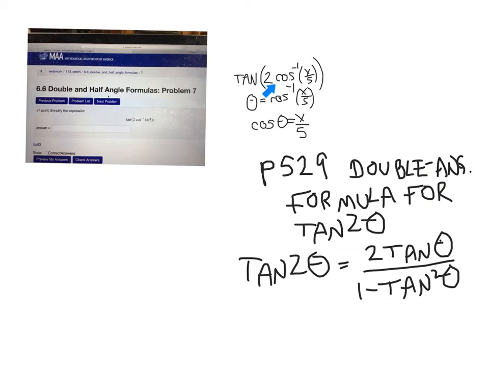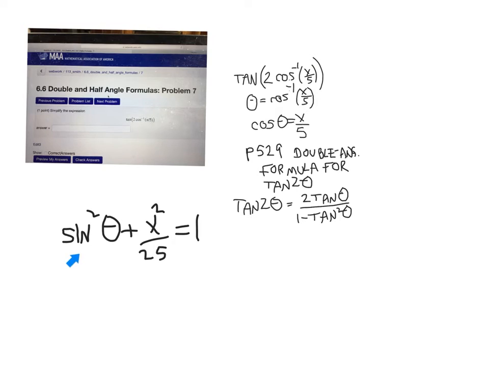Since we're looking at the tan of 2 theta, we're going to need to look at the double angle formula for tan of 2 theta. That's found on page 529. Here it is. In order to solve this problem, we're going to need to know the tangent of theta. Well, we know the cosine of theta, so if we can get our hands on the sine of theta, we should be almost done. We'll use our identity.